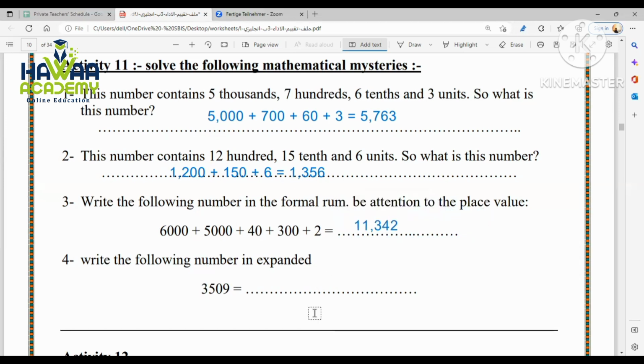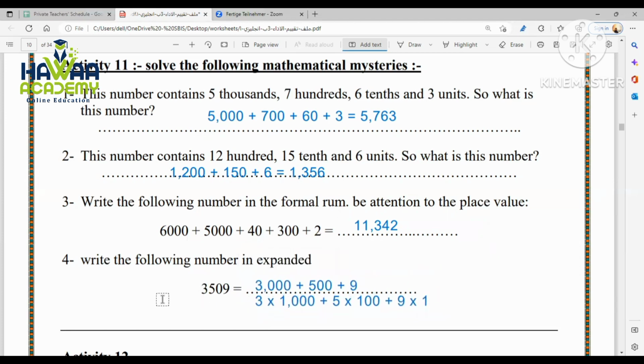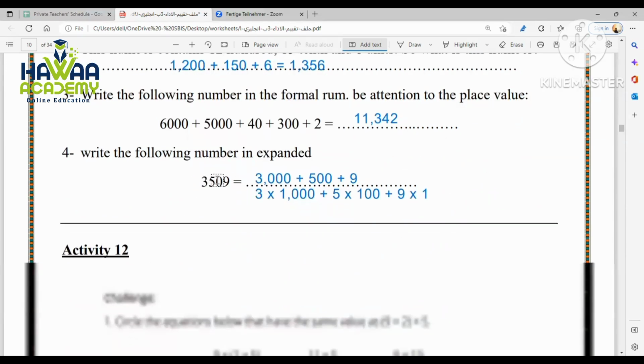Great. Okay. Now, let's find out how can we write the following number in the expanded form. So I need to make 3,000 plus 500 plus 9. Or I can make it by 3 times 1,000 plus 5 times 100 plus 9 times 1. Great. So I can use both methods. Any one of them will be the same and correct. Let's see the next question.